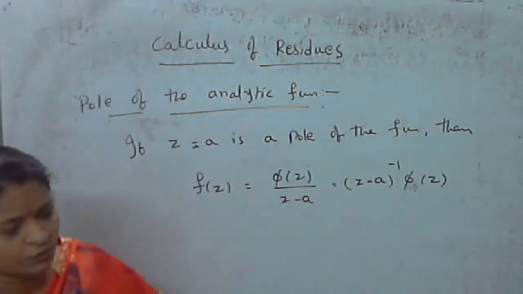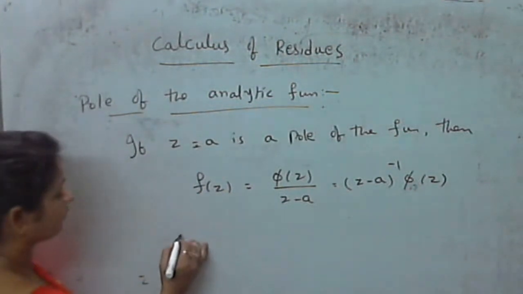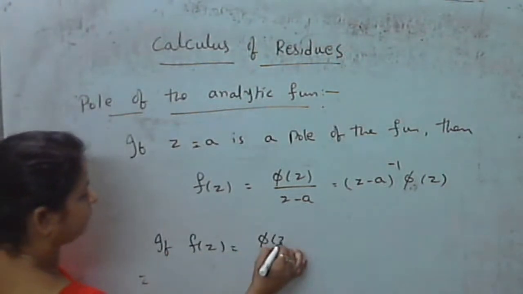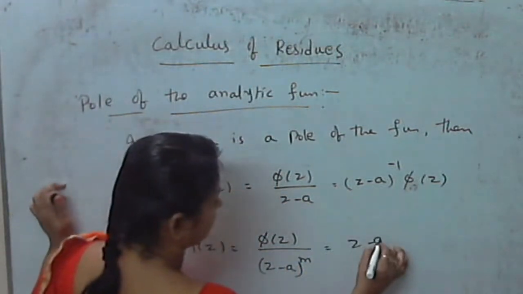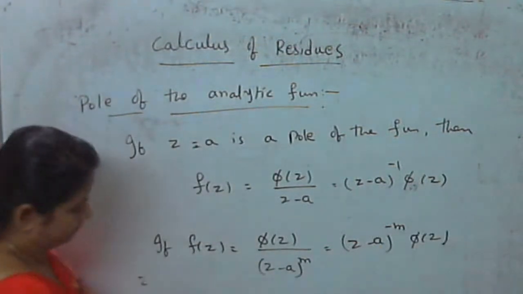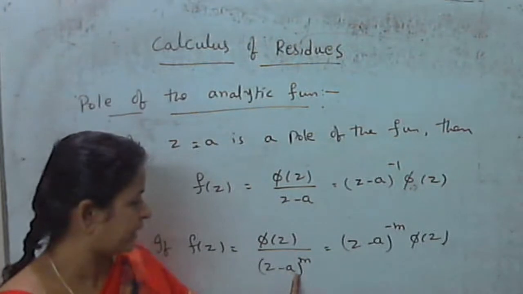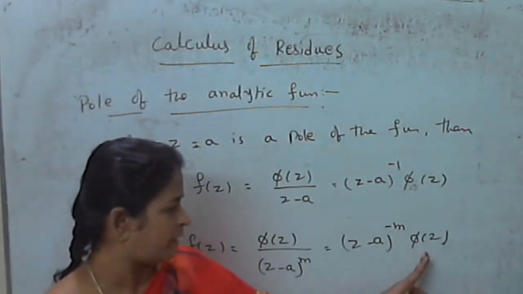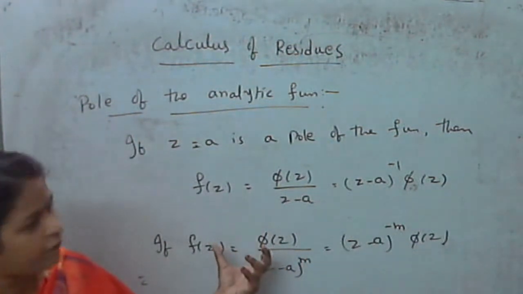Here z equal to a is a simple pole. Suppose f of z can be written as phi of z by z minus a whole power m, or z minus a whole power minus m into phi of z. Then here z equal to a comes m times. In this second case, z equal to a is a pole of order m.